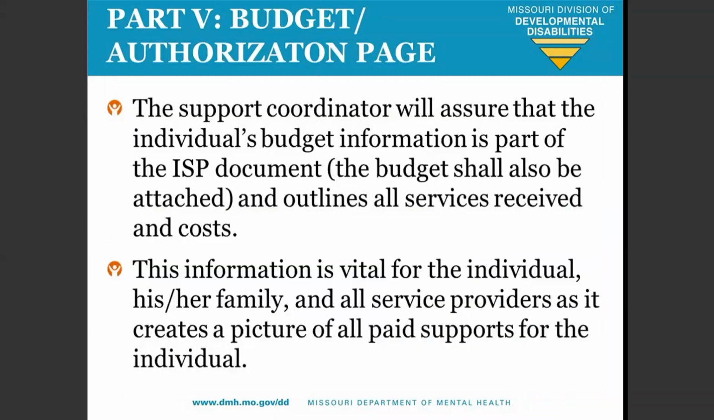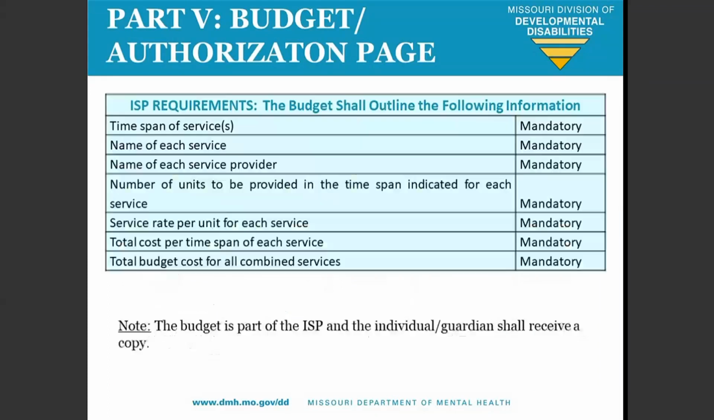The support coordinator will assure that the individual's budget information is part of the ISP document. The budget shall also be attached and outlines all services received and cost. This information is vital for the individual, his or her family, and all service providers, as it creates a picture of all paid supports for the individual. The budget outlines the time span of services, name of service provider, number of units, service rate, total cost of each service, and total budget cost for all combined services.